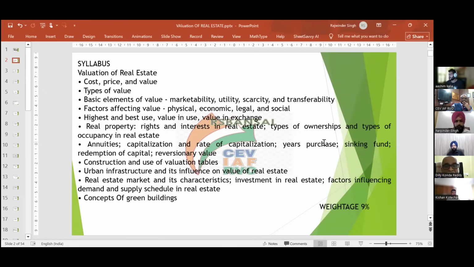urban infrastructure and its influence on value of real estate, the real estate market and its characteristics, investment in real estate, factors influencing demand and supply schedule in real estate, and then you have to study the concept of green building. So this topic has a huge weightage of 9%. 9% means you will be getting at least 9 marks of questions out of these topics.